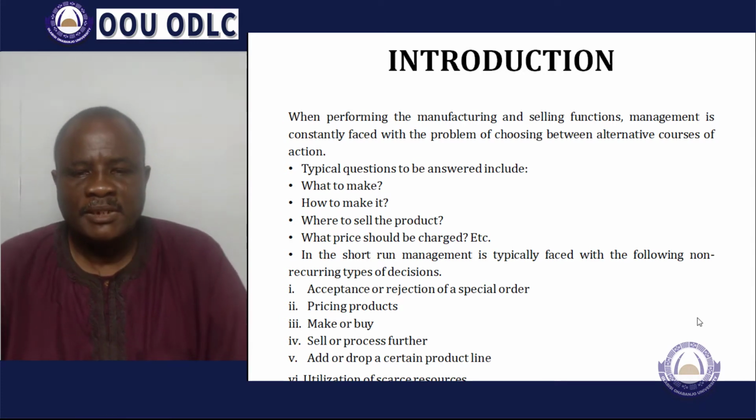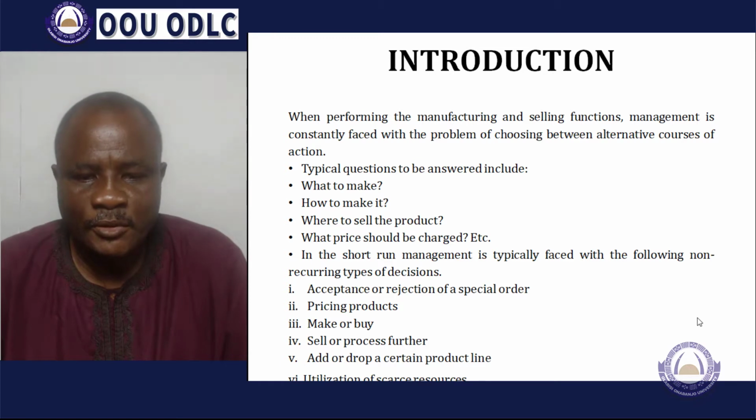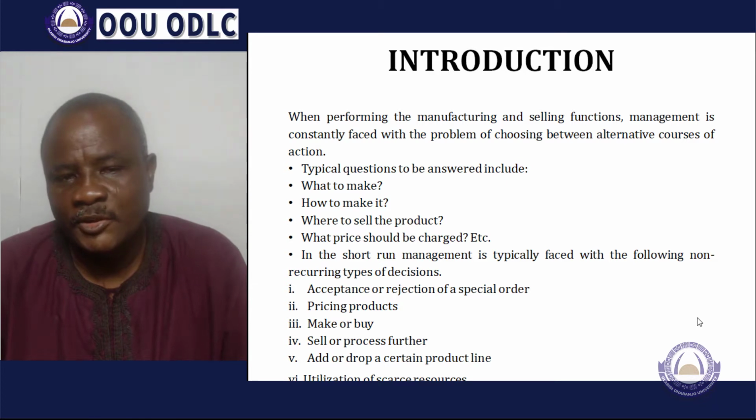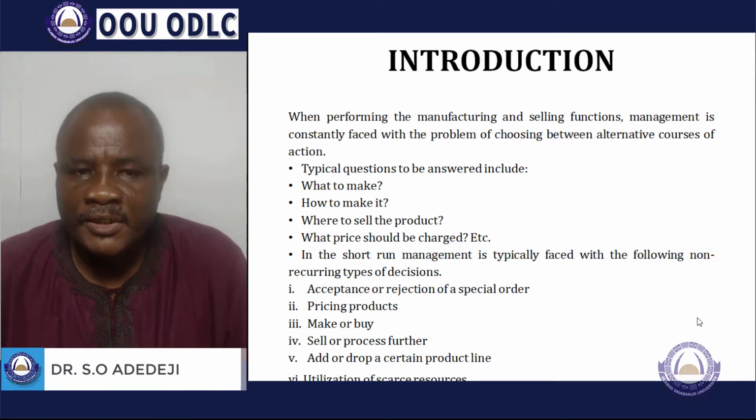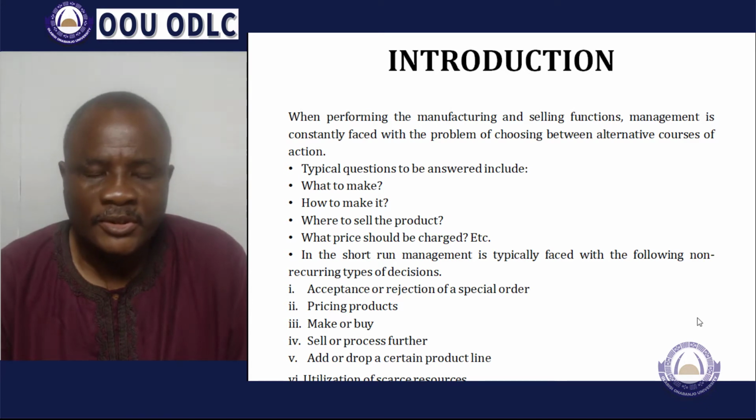So, in the short run, management is typically faced with the following non-recurring types of decisions: acceptance or rejection of a special order, pricing of products, make or buy decisions, sell or process further, add or drop a certain product line, as well as utilization of scarce resources. All of these are quantitative in nature, and that's why decision making is highly quantitative in nature. That's why you will discover that there is no session that will be without the quantitative aspect.